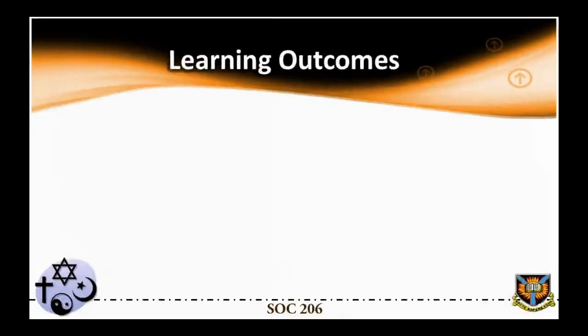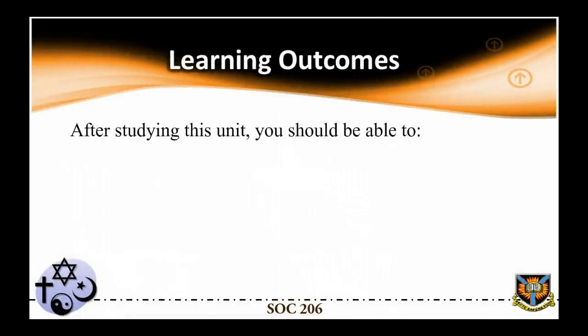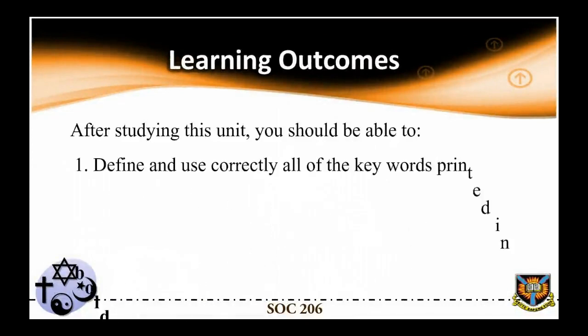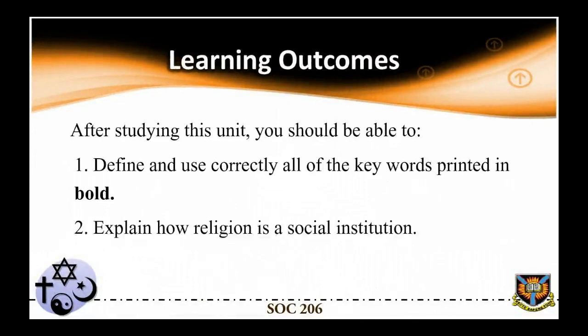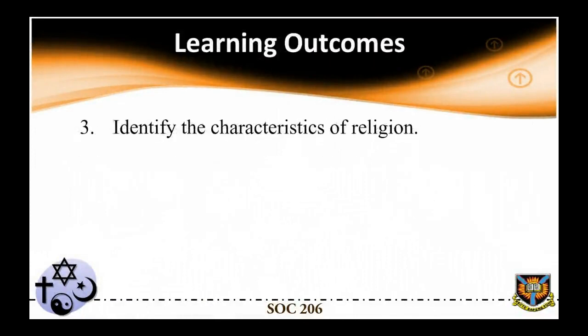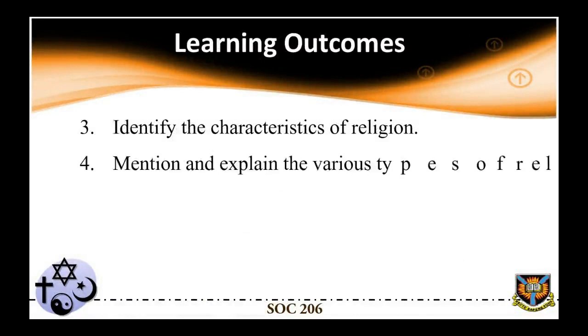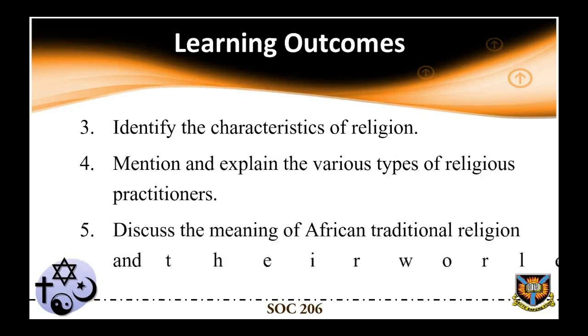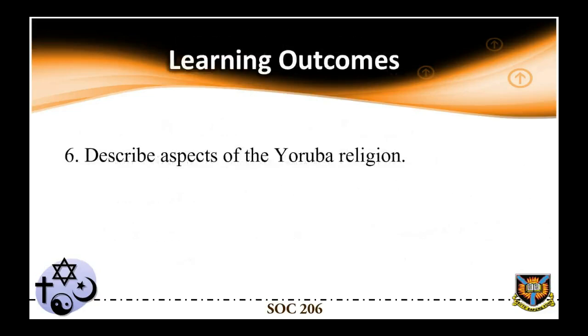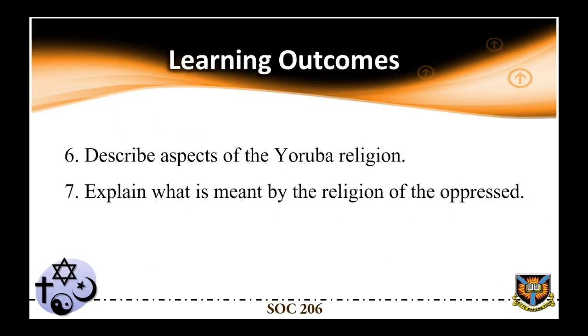Learning outcomes. After studying this study session, you should be able to: 1. Define and use correctly all of the keywords printed in bold. 2. Explain how religion is a social institution. 3. Identify the characteristics of religion. 4. Mention and explain the various types of religious practitioners. 5. Discuss the meaning of African traditional religion and their world of spirits. 6. Describe the aspects of the Yoruba religion. 7. Explain what is meant by the religion of the oppressed.